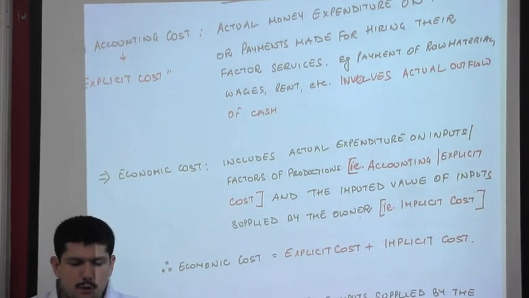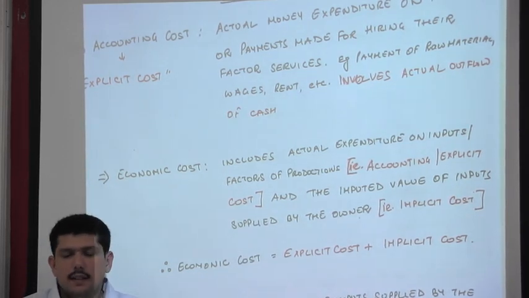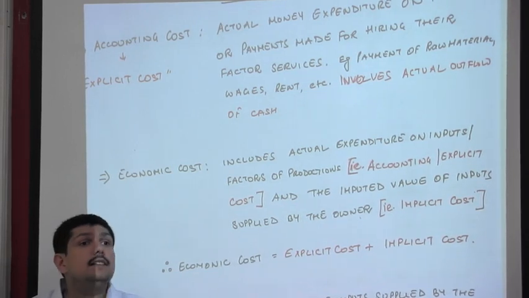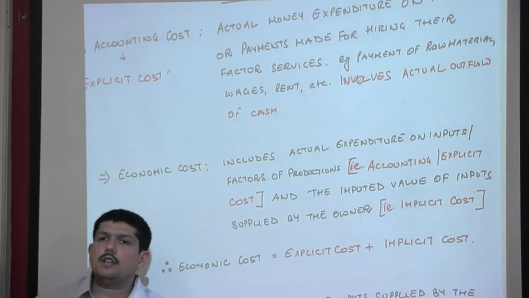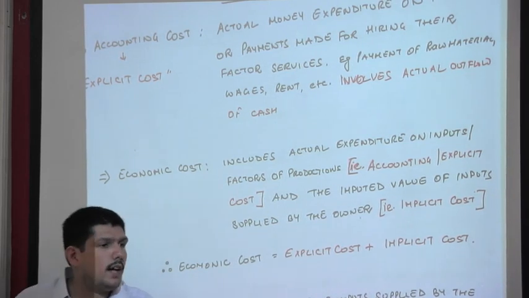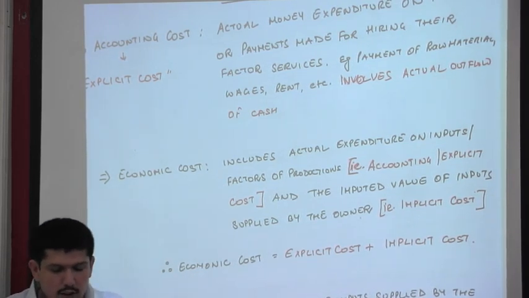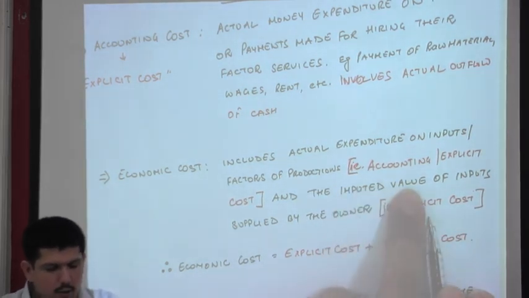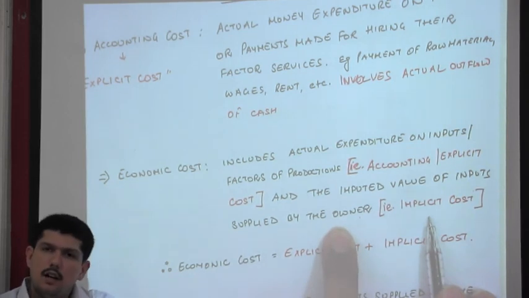Imputed value of input supplied by the owner ka matlab kya? Let's say if this is my own premises, I am not paying a rent. Had I taken this premises on rent from somebody else, to ho sakta tha mere ko 40,000 per month ka rent pay karna padta. So what is that 40,000? It is an implicit cost. It is the imputed value of the input supplied by the owner, right?